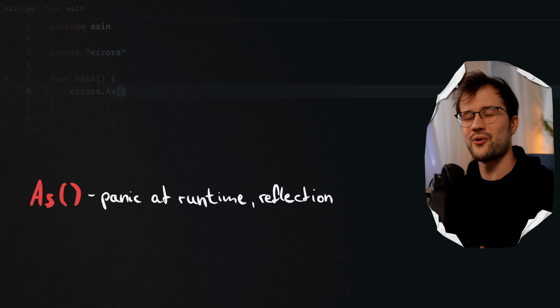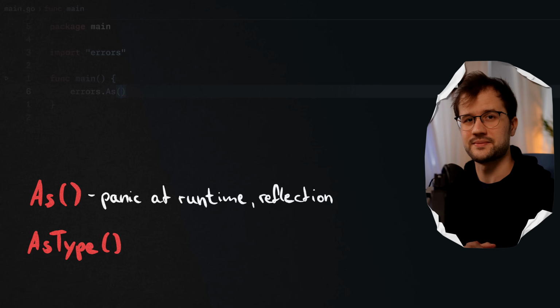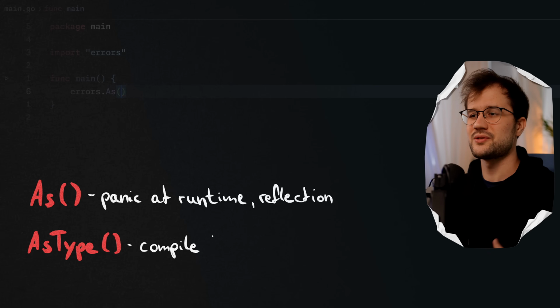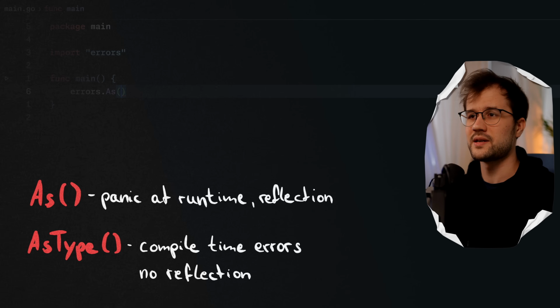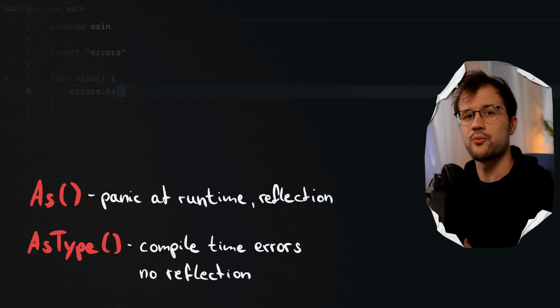So like I said before, error inspection in Go 1.26 has a good and serious upgrade with the introduction of this new errors.AsType function. The new solution basically allows us to get compile time errors because it doesn't use reflection internally, and a big plus is also that it tends to allocate less and execute faster, which is pretty nice as well.